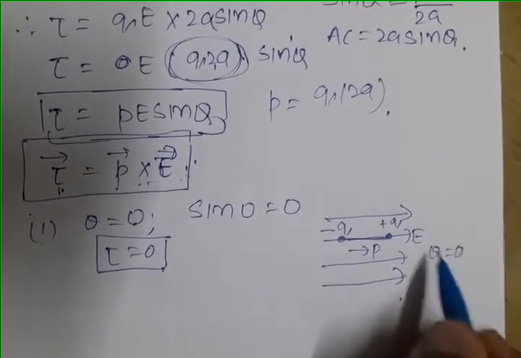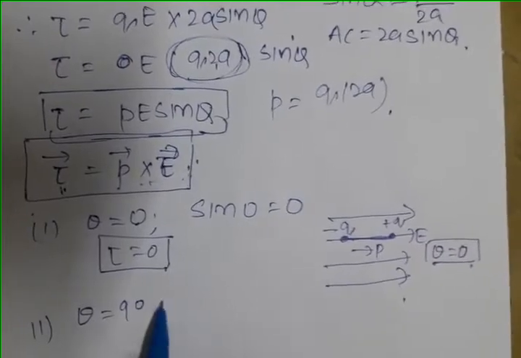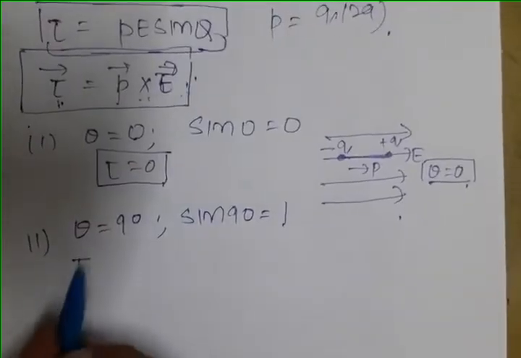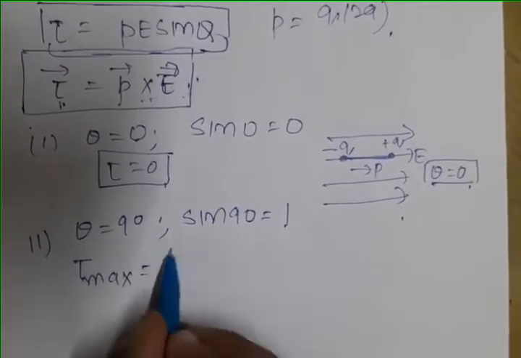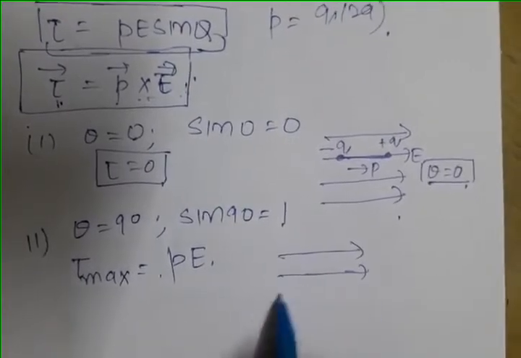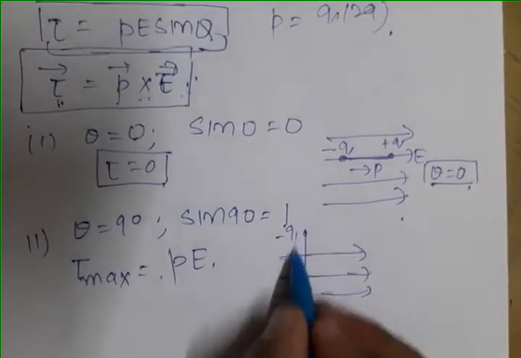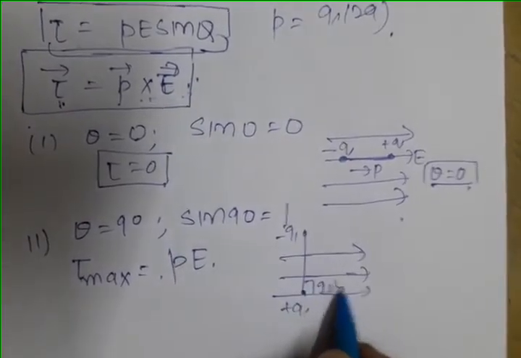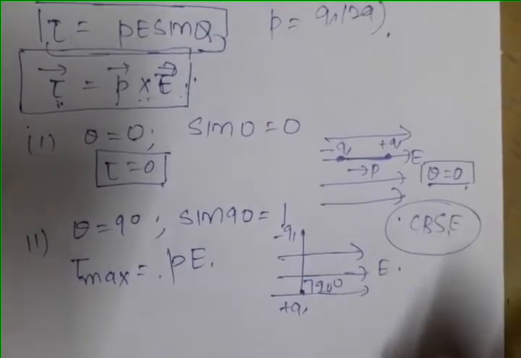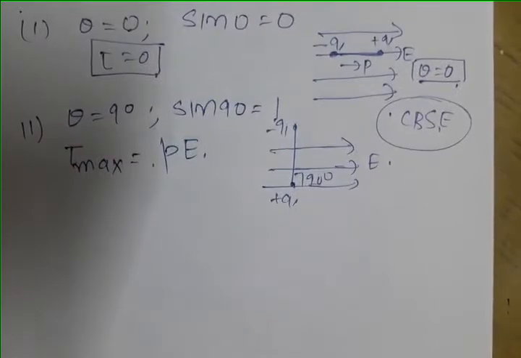Angle is 0. Second case, if theta is 90, then sine 90 is 1. In that case, we say that torque is maximum, and it is p into E. So what will this case look like? This is the electric field. This is my minus Q or plus Q. This is a CBSE question that is represented diagrammatically. So we can represent this diagrammatically.